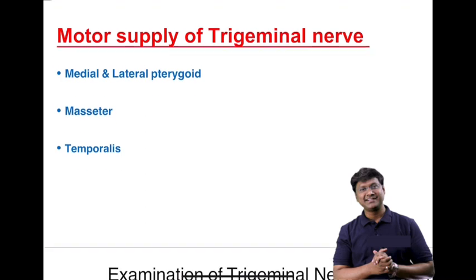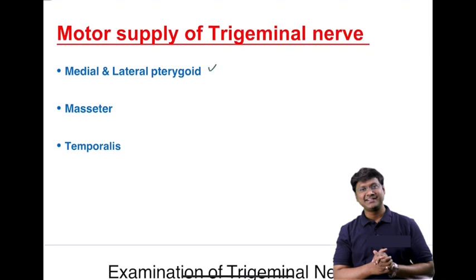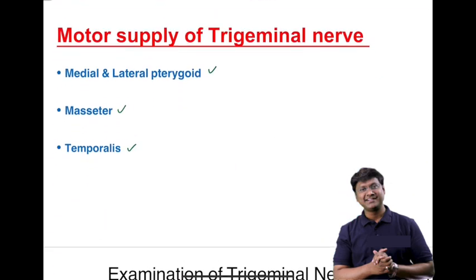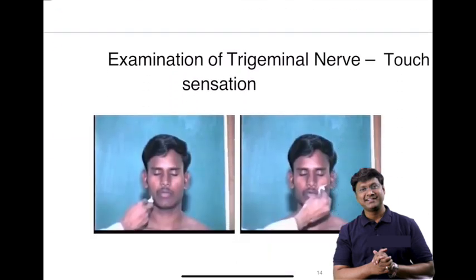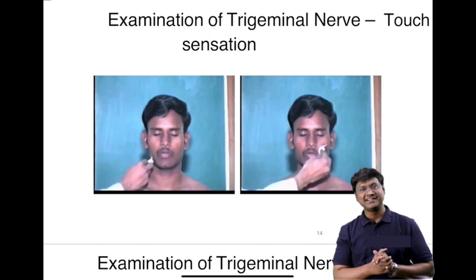They supply the muscles of mastication, that is medial and lateral pterygoid, masseter and as well as the temporalis. So these are the motor supply. So when there is trigeminal nerve palsy, these muscles of mastication undergo weakness and thereby the mastication does not occur within the individual properly. Then coming to the examination of the trigeminal nerve, right?